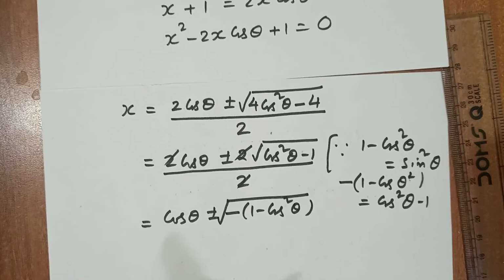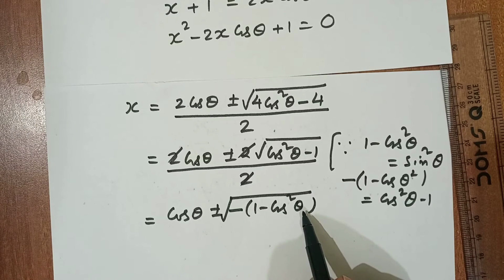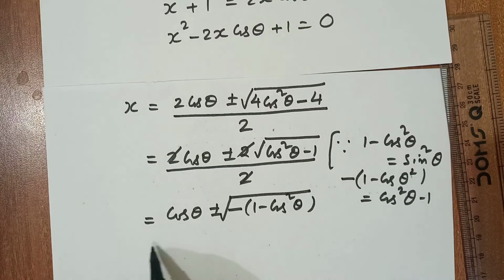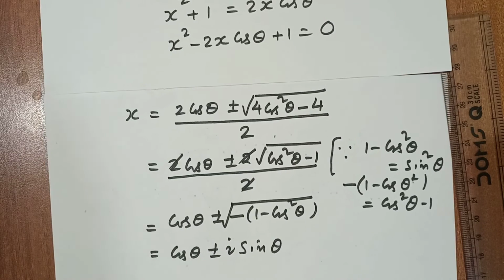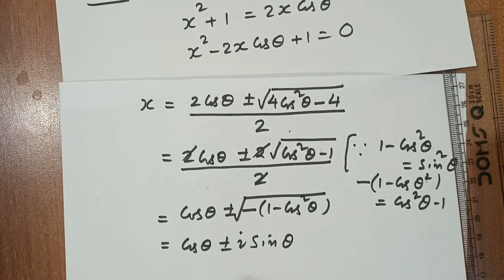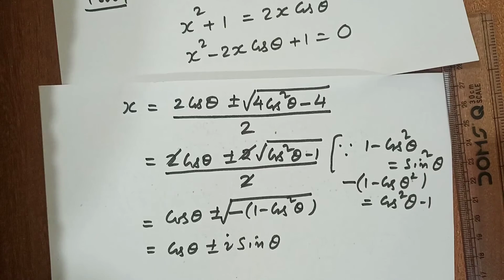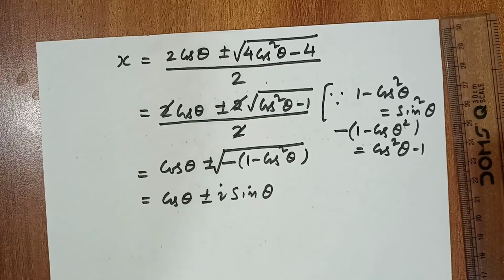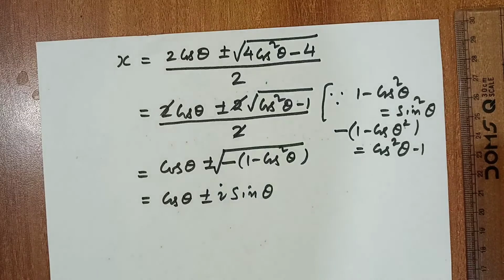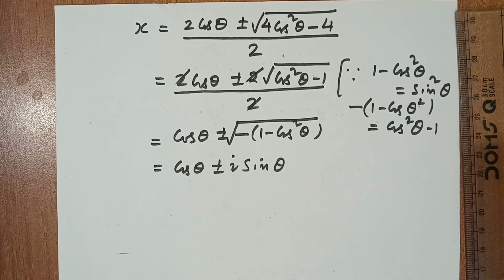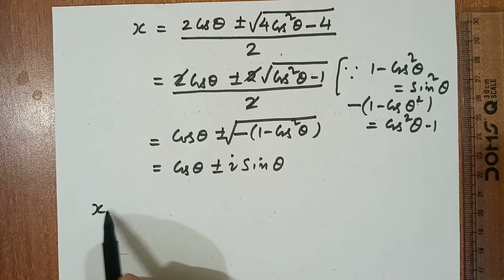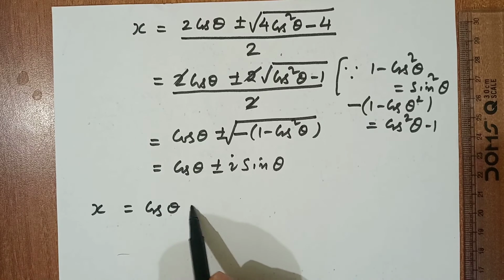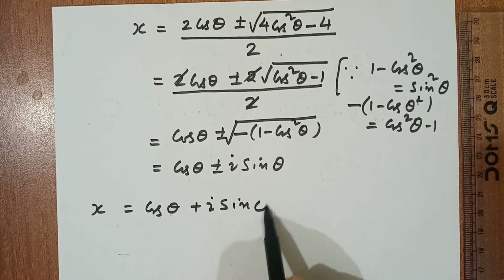Now 1 minus cos square theta is equal to sin square theta here. So this is cos theta plus or minus, due to the minus sign, I sin theta. It means x is equal to cos theta plus I sin theta. So there are plus or minus, and we can take either the plus sign or the minus sign. On taking the plus sign, x is equal to cos theta plus I sin theta.